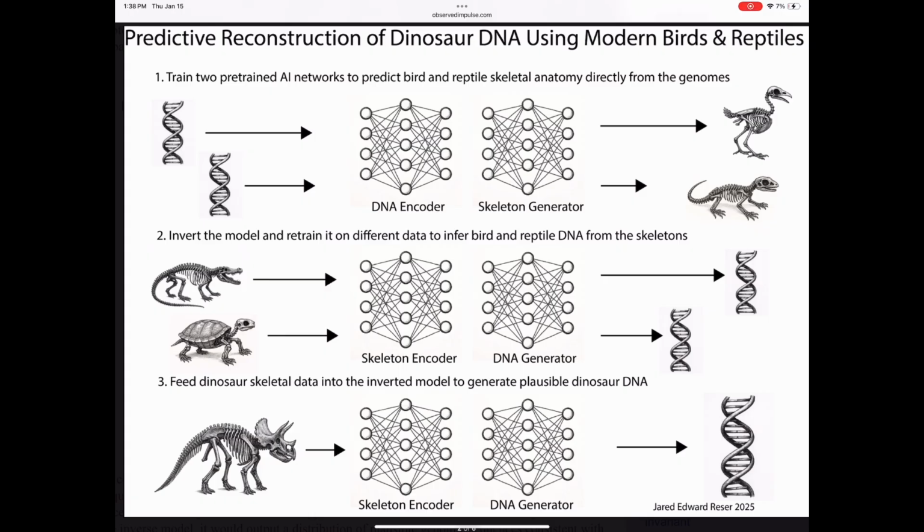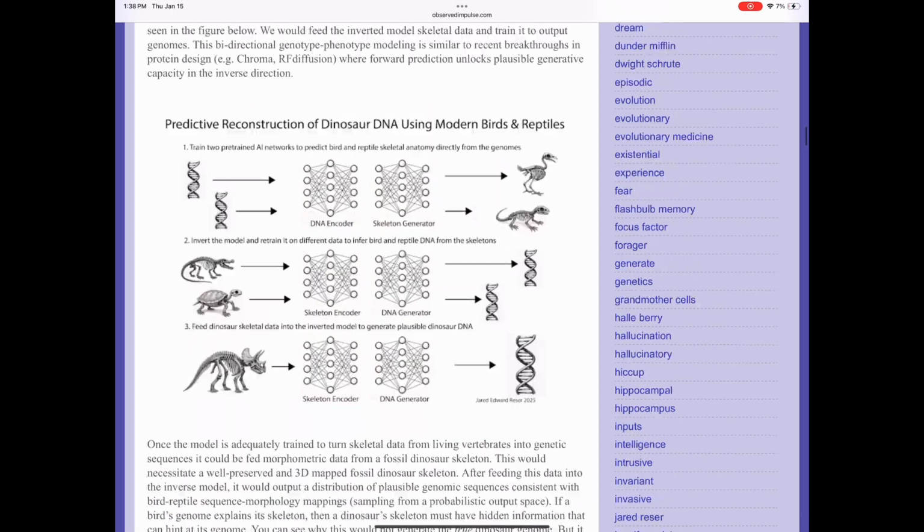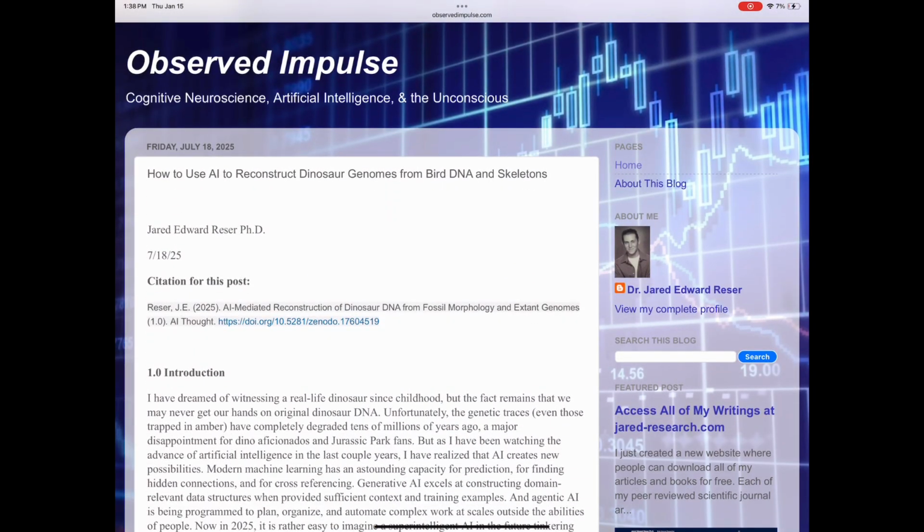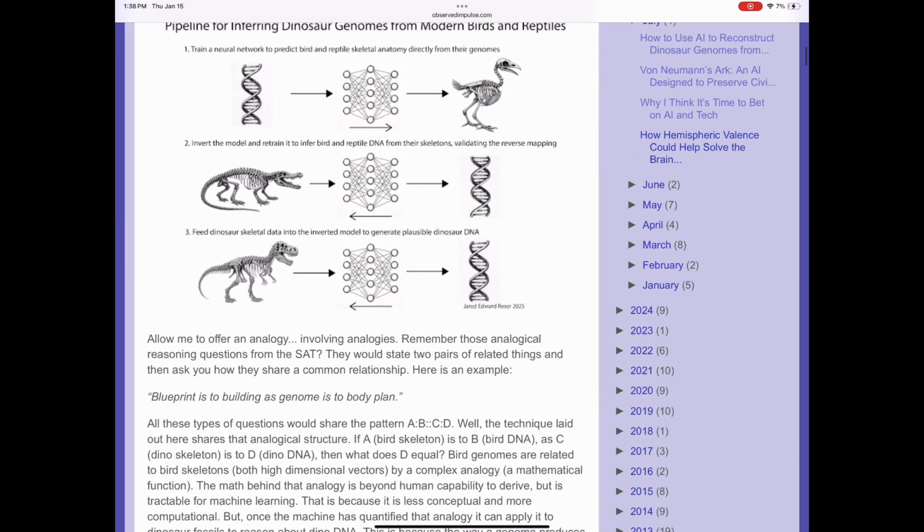So in this blog post, I talk about what future AI should be able to do for dinosaur resurrection. And then I talk specifically about this pipeline here that I came up with a few months ago.